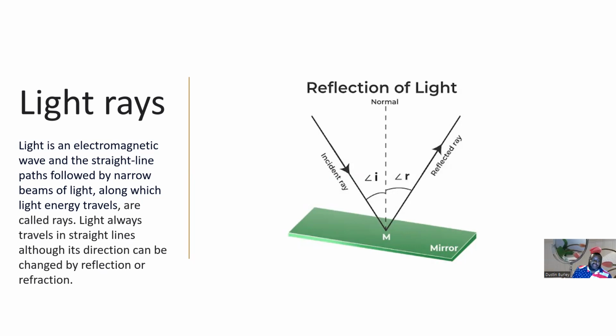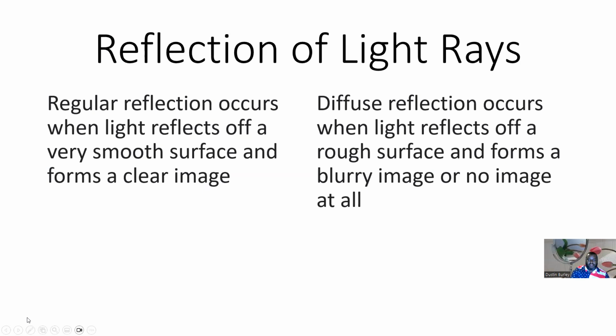Light is an electromagnetic wave. That's why you see the way it is moving. Light always travels in a straight line unless there's something that blocks it. So the reflection or ray it reflects can change which direction light goes. You have regular reflection, which occurs when the light reflects off a very smooth surface and forms a clear image.